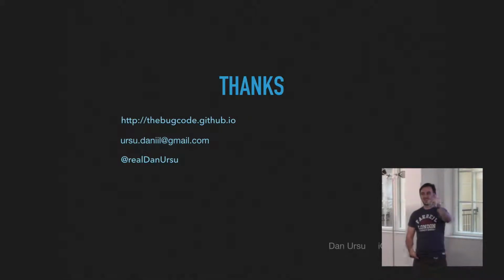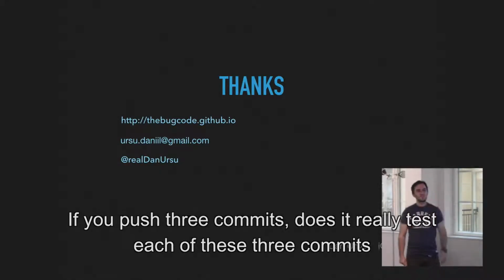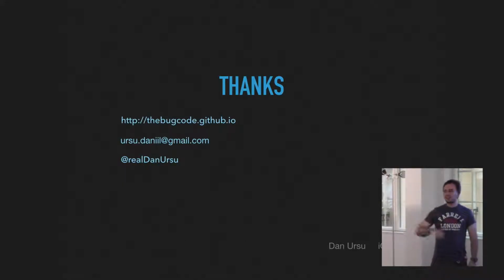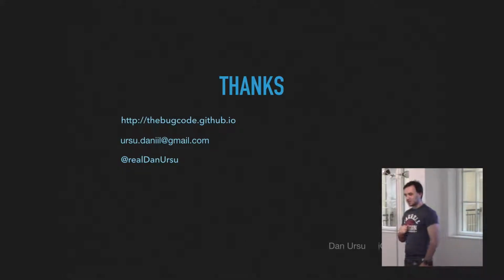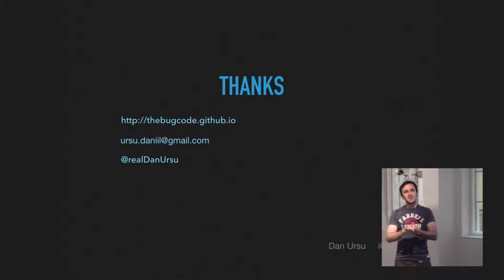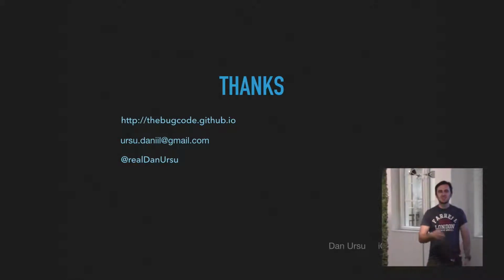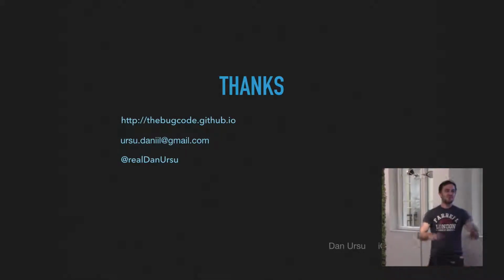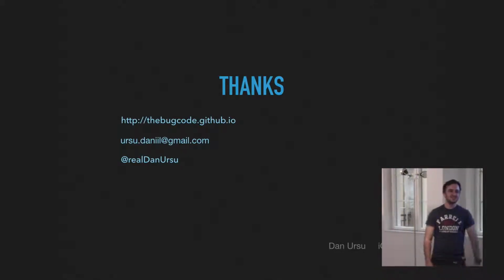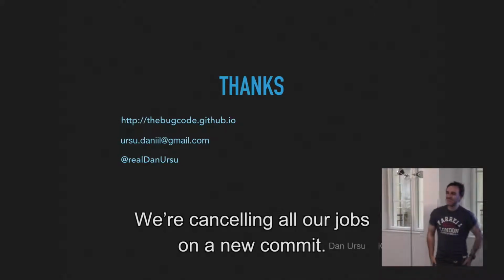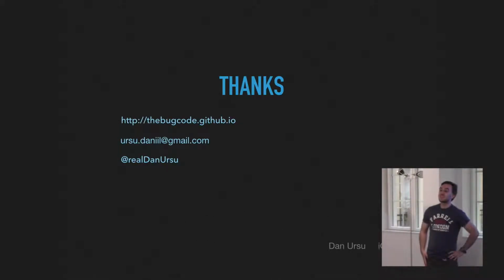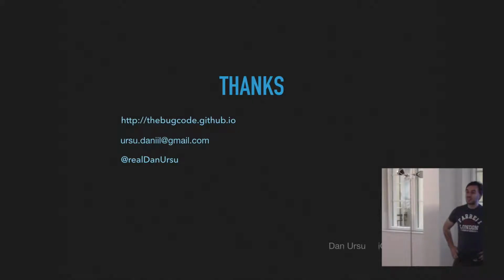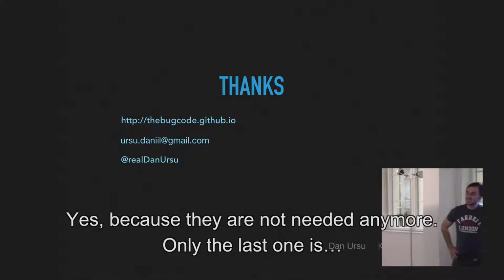So if you push 3 commits, does it really test each of these 3 commits, or just the last one? So it attempts to be smart, and it's going to bunch the events together and make one build. But it's flaky, so sometimes it really triggers 3. But thankfully not more than 3. So we're canceling all the jobs on a new commit. We're canceling the old jobs manually, because they're not needed anymore. Only the last one is.